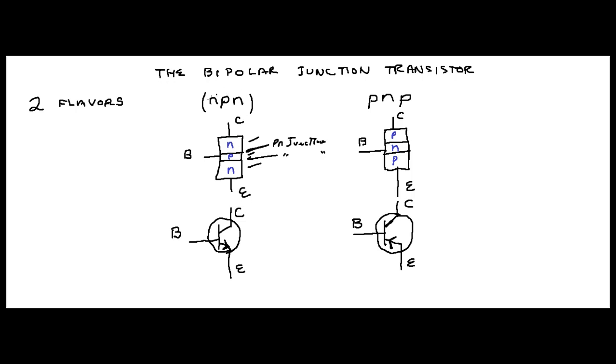Now, for the NPN type of transistor, we have the collector here. C stands for collector, B stands for base, and E stands for emitter. That's pretty universal for the bipolar junction transistor.